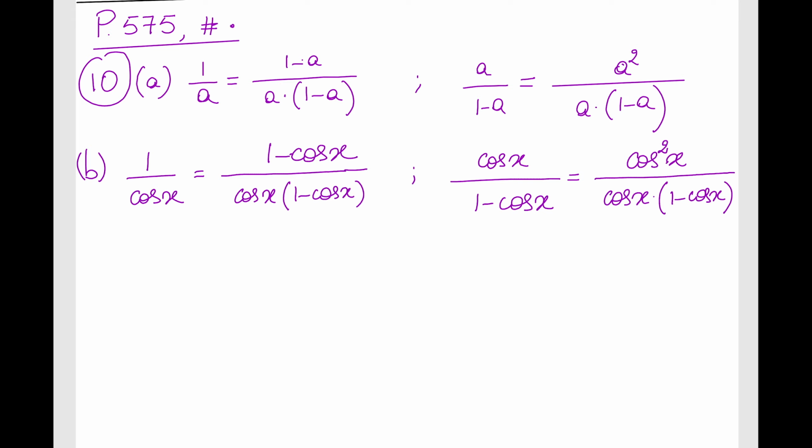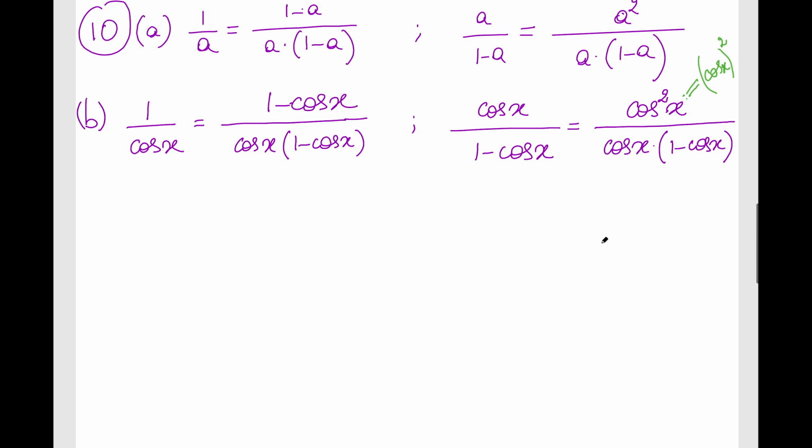And cosine of x squared notationally is written as cosine squared of x, correct? So this is the same thing as saying cosine of x squared. So one more time, let me remind you, this is a notation for the square of cosine of x, right? All right, let's move on.